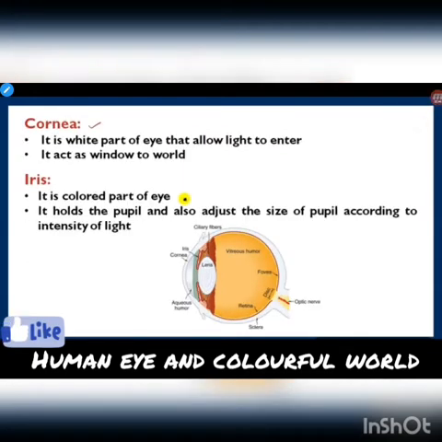Now let us learn each and every part in detail. So the cornea, as I said earlier, is the white part of the eye that allows the light to enter, and therefore it acts as a window to the world. The iris is the colored part of the eye. It holds the pupil and also adjusts the size of the pupil according to the intensity of the light.